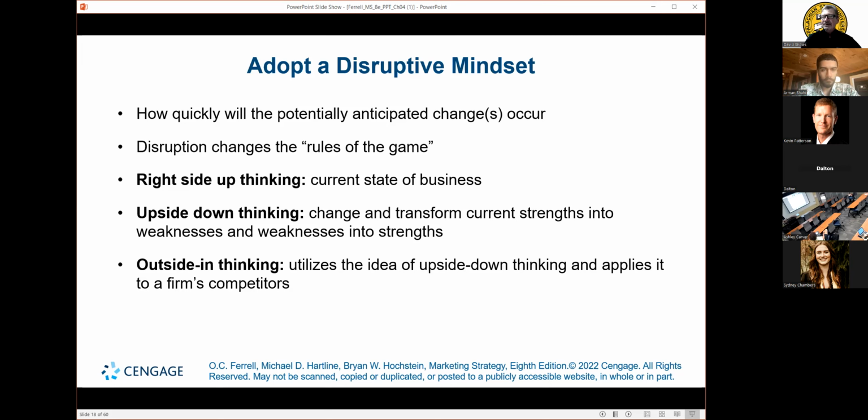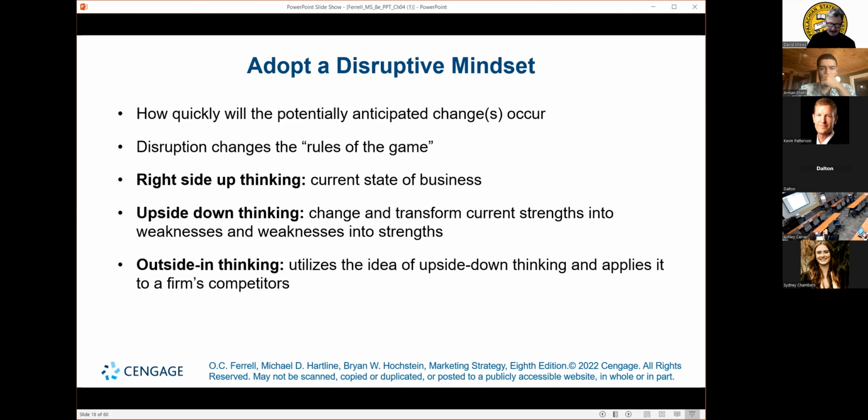The next is we need to look at our weaknesses and see how we can transform them into strengths. Is there something that we're doing right now that is failing in the mind of our consumers, but with just a little bit of a change, we might be able to make some effect that makes consumers value it.